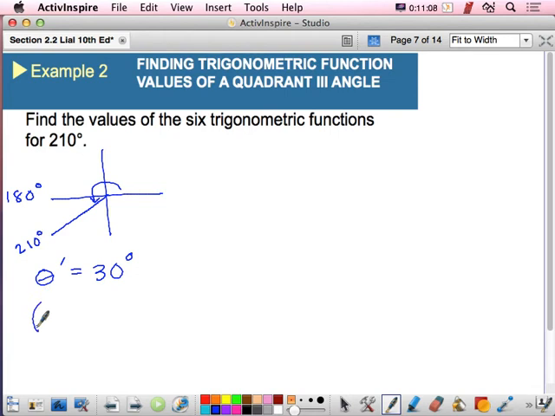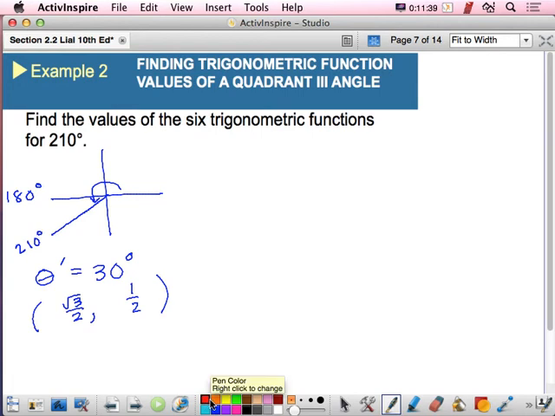Square root of 3 over 2, comma 1/2. That's the point that goes with 30 degrees. But I'm not in quadrant 1 anymore. I'm in quadrant what? 3. And in quadrant 3, the x's are negative and the y's are negative. So all you have to do is find the point from quadrant 1 that goes with that reference angle, and then adjust the positives and negatives.